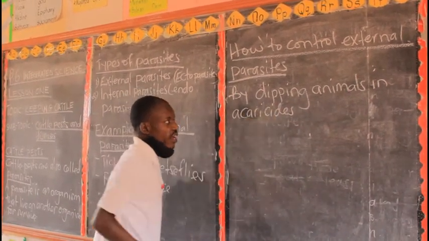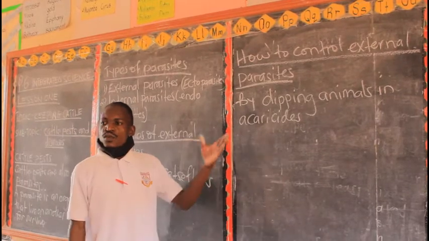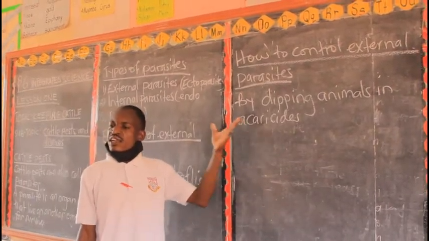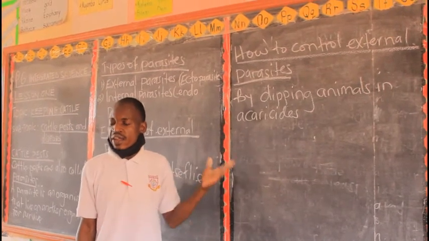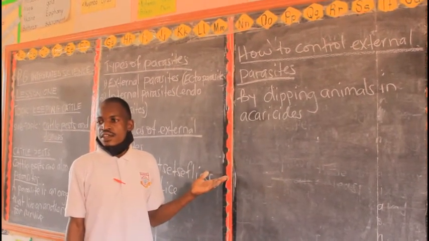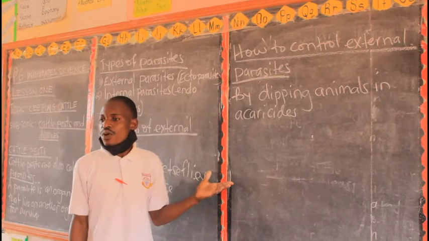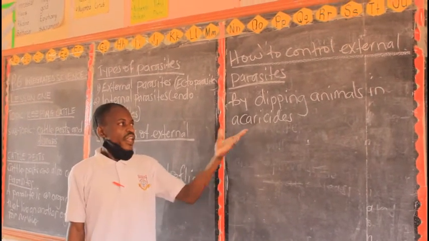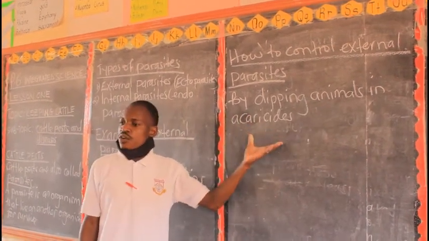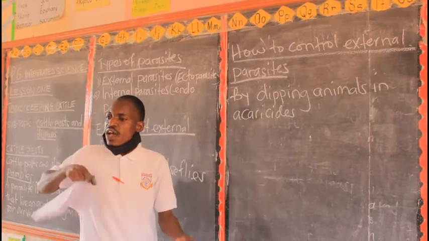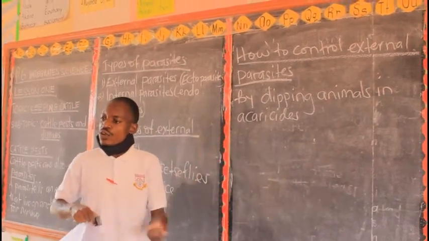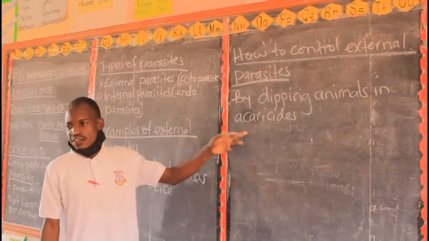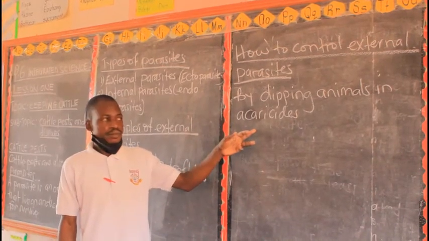So there is the word acaricides. When we talk about acaricides, they are chemicals that kill external parasites. Some of us who have cattle at home, what I see is that they put these chemicals in the knapsack sprayer and begin spraying the cattle. That chemical that we spray on the cattle is what we call acaricides. Are you together?